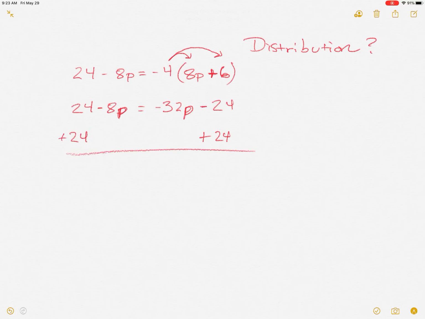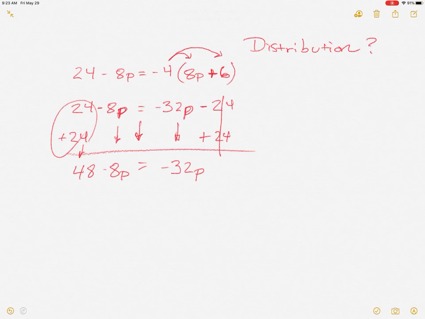I love having options. So this negative 24 plus 24, that's going to cancel out. And then we're just going to bring down our negative 32p. We're going to bring down our equal sign. We're going to bring down our minus 8p. And then we're combining these like terms to give us a positive 48.